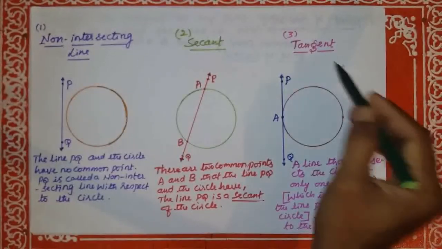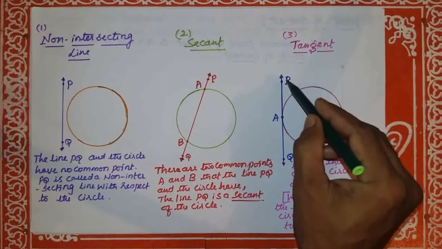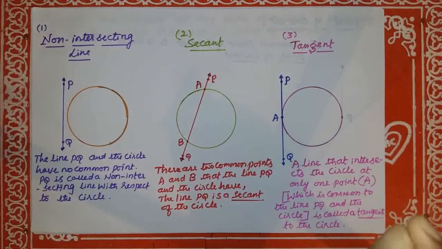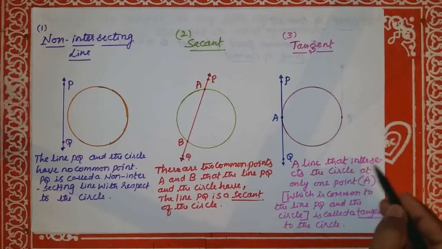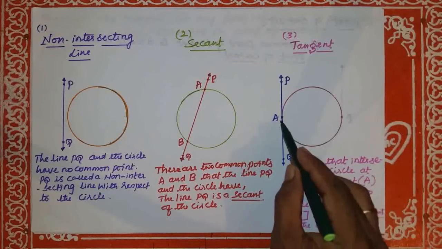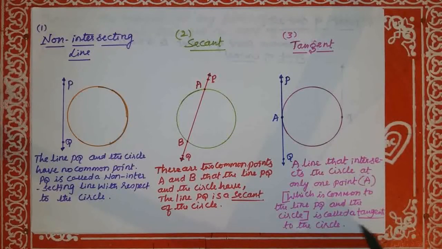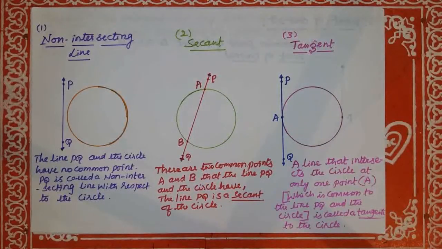Next, third one, tangent. Here a straight line touches the circle at only one point. A line that intersects the circle at only one point, that is A, which is common to the line PQ and the circle, is called a tangent to the circle. Do you understand?